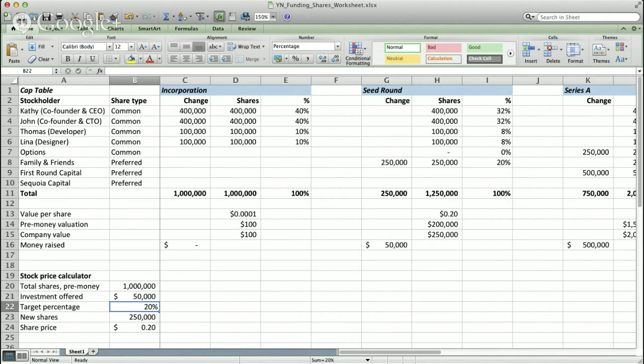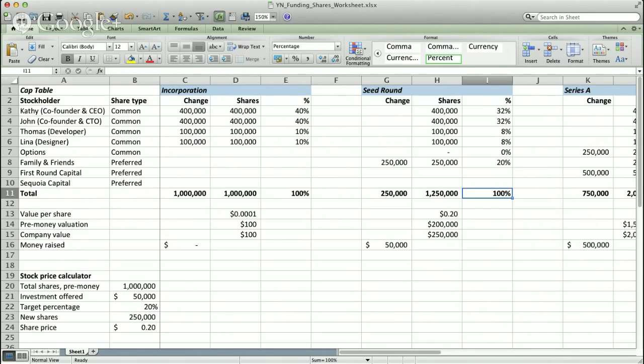It also shows you the corresponding share price: if you invest $50,000, you need 250,000 shares. Consequently, each share is now worth 20 cents. So quite a bit more than the 0.0001 cent initially, but still a fairly low number. In the dilution that you see up here, the co-founders are now down to 32%, early employees down to 8%, and your new investor is now at 20%. So we're still adding up to 100%.